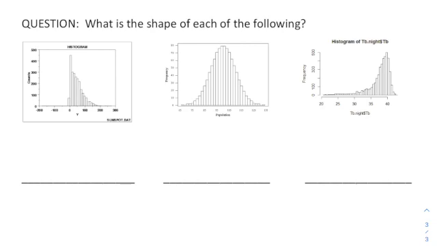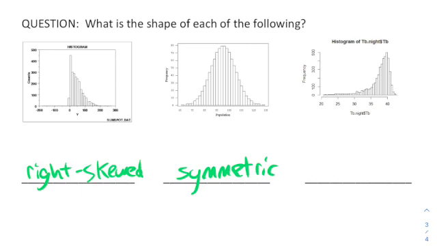In this first example, I see a long right tail without much of a tail to the left. This tells me that this is right skewed. In the next example, I see tails to the left and right with a nice high peak in the middle. This tells me it's symmetric. And on this last example, I see a long left tail without much of a tail to the right, meaning that this is left skewed.